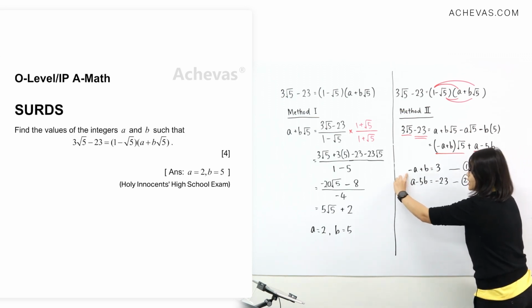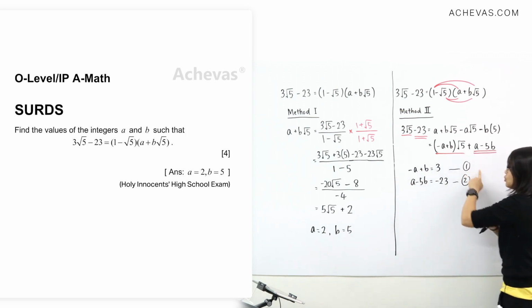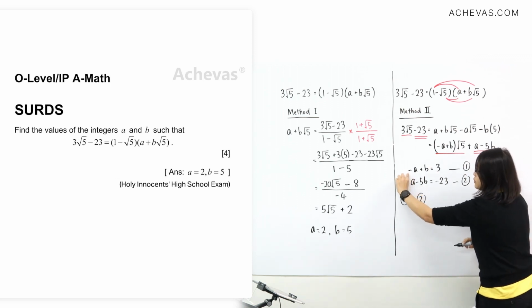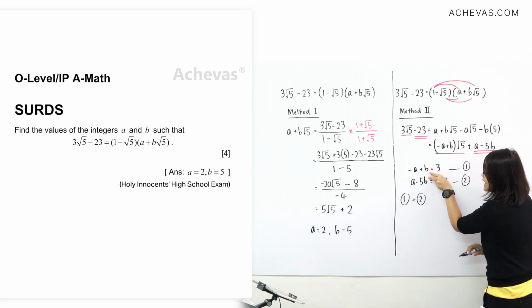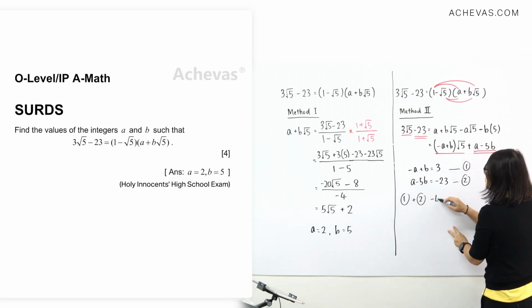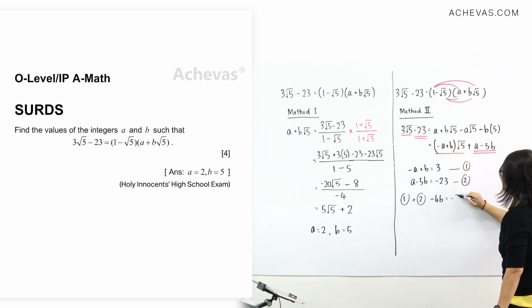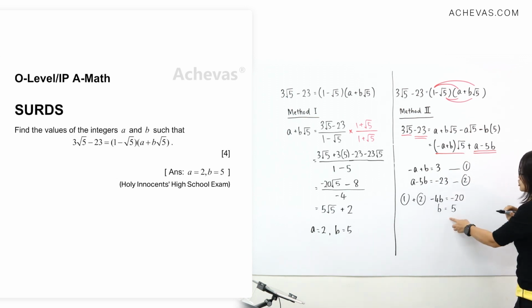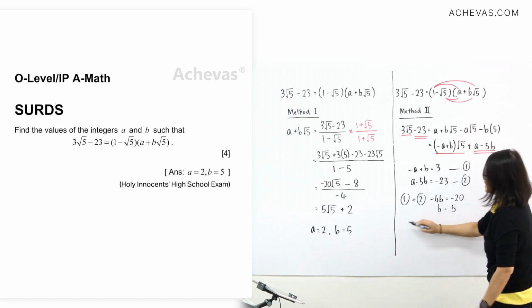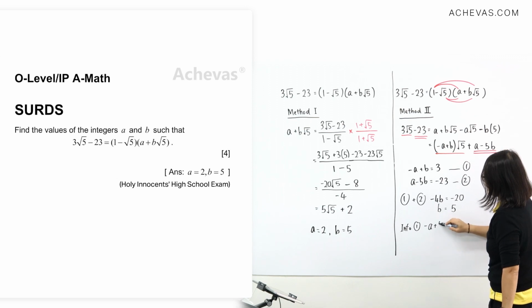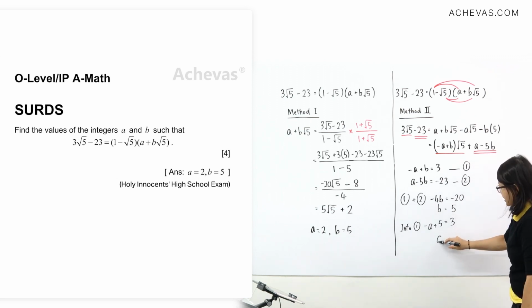And since this one is opposite sign, we're going to add equation 1 and 2 to get rid of it. So 1 plus 2, this is gone when I add them together. So b plus −5b, that will be −4b equals, adding these two, I will have −20. So divide by −4, I have positive 5. So b equals 5, I'm going to sub back into number 1. So I have −a + 5 equals 3. So a must be 2.